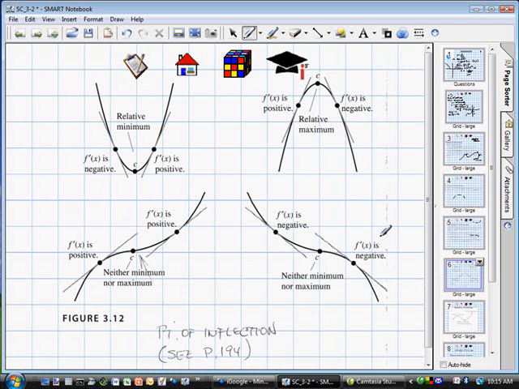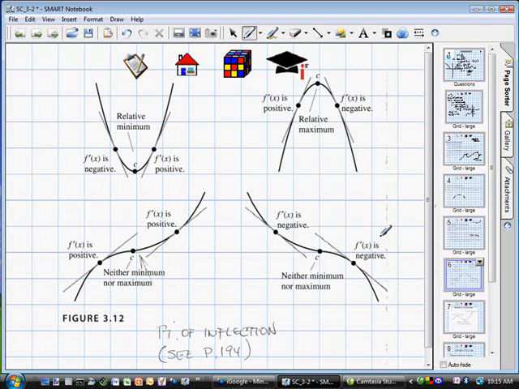So, relative max, relative min, inflection point. So it's not a high, it's not a low, it's just kind of, we'll take a time out here. We're changing from one to the other. We're changing from a curve down to a curve up, inflection. Or changing from a concave up to a concave down.